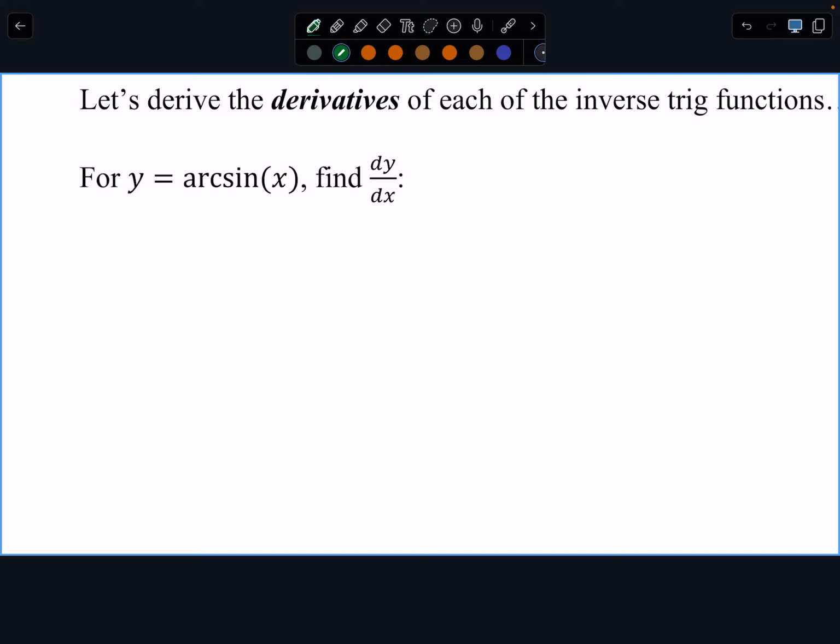So if we're thinking about the graph of sine and we've restricted the domain so that it's a one-to-one function, it has an inverse. If we were thinking about finding the inverse of sine, we would switch the x and the y. And then this is actually something that you guys know how to differentiate. Use a little implicit differentiation.